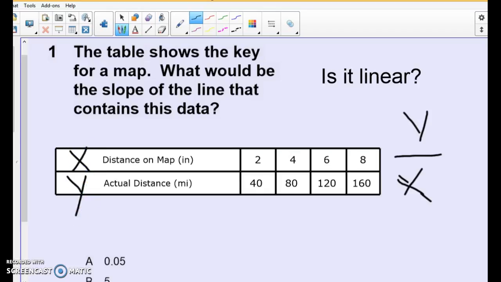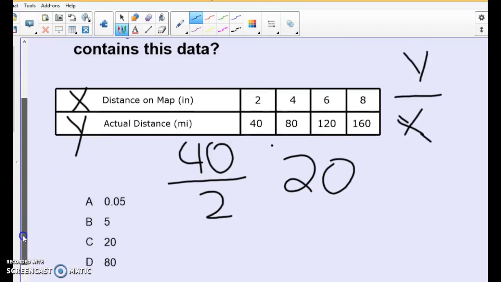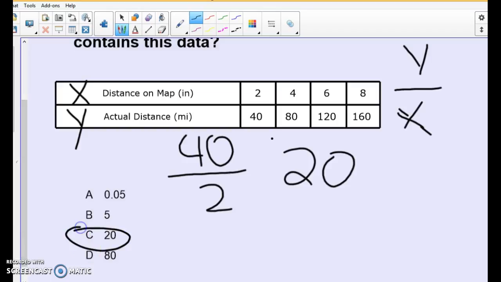That's x, that's y. I could see y is going up 40 every time. My change is going to be 40 over, and x is going up 2 every time. So 40 over 2 is going to be a change of 20. We're going to look for 20 as our answer, and there it is, it's C.